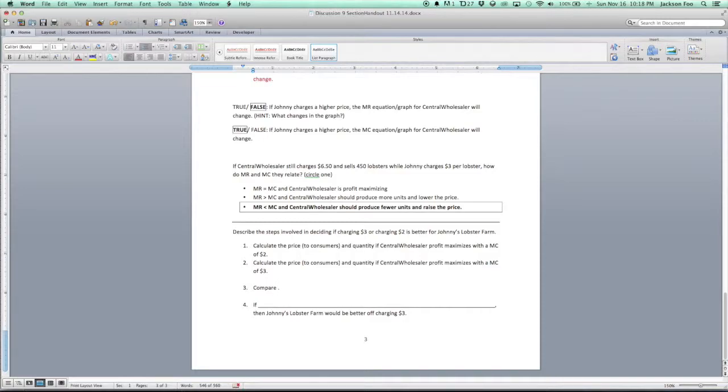So it's easy to see. What Johnny is trying to do is to maximize their profits as well. So if they're comparing between charging $3 or charging $2, you would want to compare, in bold, compare the profits for Johnny's lobster farm in both cases. Okay, very easy. Because if one has a lowering profit, then what? Johnny would not decide to do that.